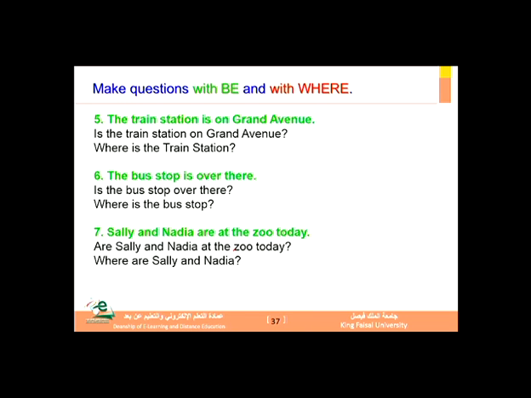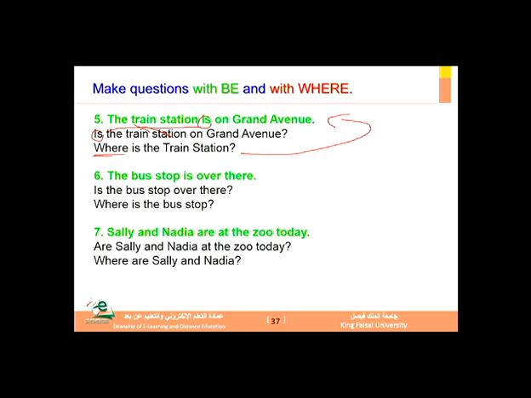Okay, so let's move quicker. These are other examples. The train station is on Grand Avenue. To ask a yes no question, is the train station on Grand Avenue? So what did we do? We have the verb coming at the beginning of the sentence, then the train station comes after the verb. If we want to ask with where, where comes at the beginning. Where is the train station?